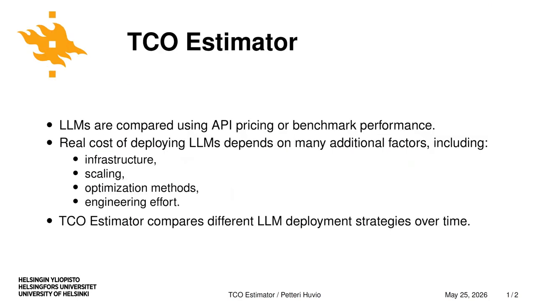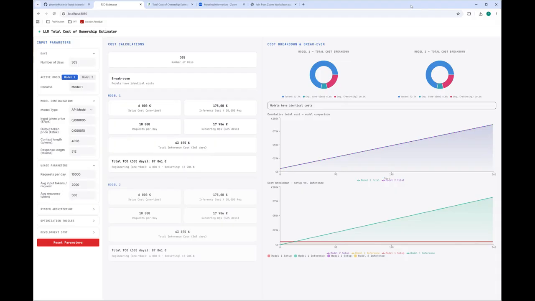Large language models are often evaluated purely on API pricing or benchmark performance, but the real cost of deploying an LLM application depends on much more: infrastructure, scaling, optimization techniques, and engineering effort. This tool introduces a total cost of ownership framework for comparing LLM deployment strategies over time. The framework models both setup costs and inference costs.